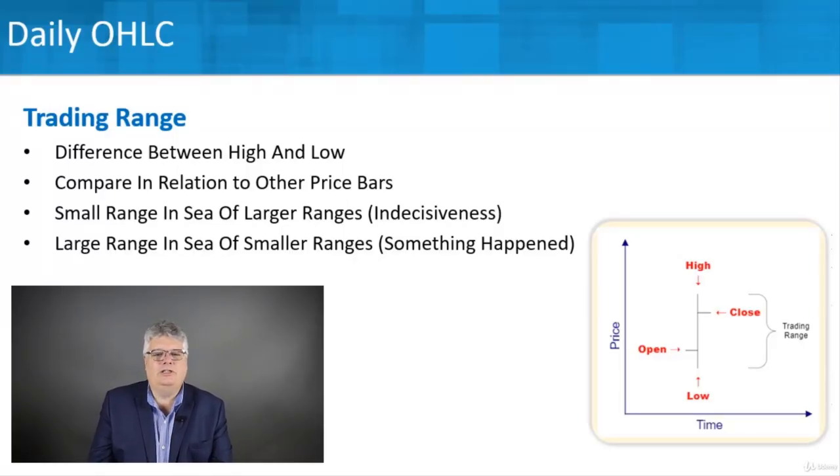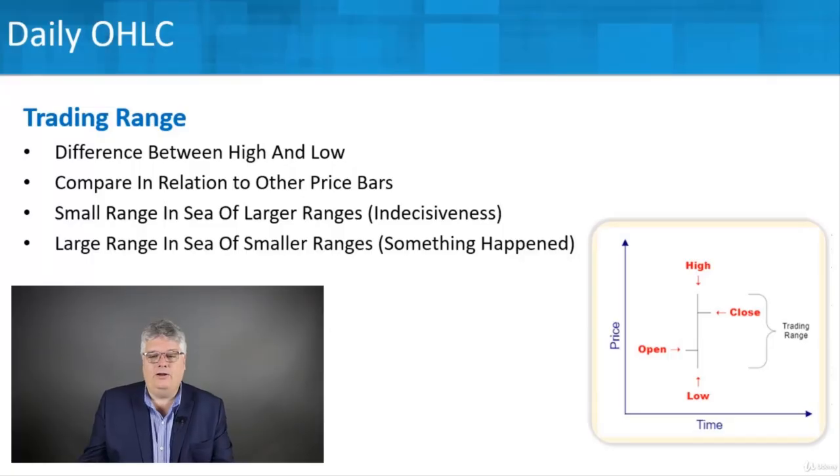Same thing if the range is large in a sea of smaller ranges. Everything's going small, small, small as far as the high and low range, and all of a sudden it starts to get really big. That big wide range might tell us that an event or something is happening. People are trading more actively. There's a lot more interest in this particular security. So something might be changing.